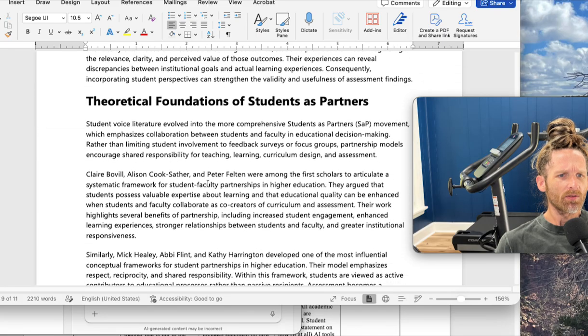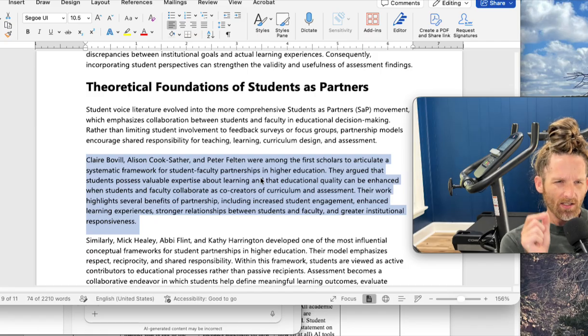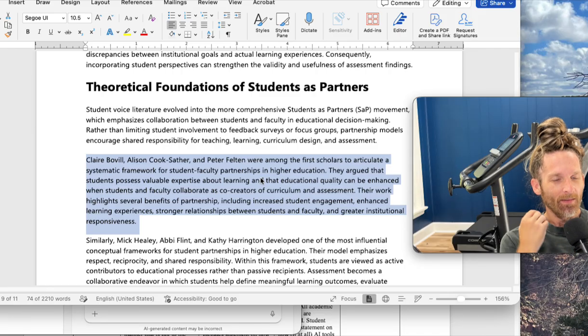One of the first scholars to articulate a systematic framework for student-faculty partnerships, they argued that students possess valuable expertise. Faculty collaborators, co-creators. Their work highlights several benefits of partnership, increased student engagement. I'm recognizing this in a lot of essays I read over the summer, ostensibly written by students. And I'm going to have to do a more careful analysis of this writing style because, I don't know, it just rubs me the wrong way.